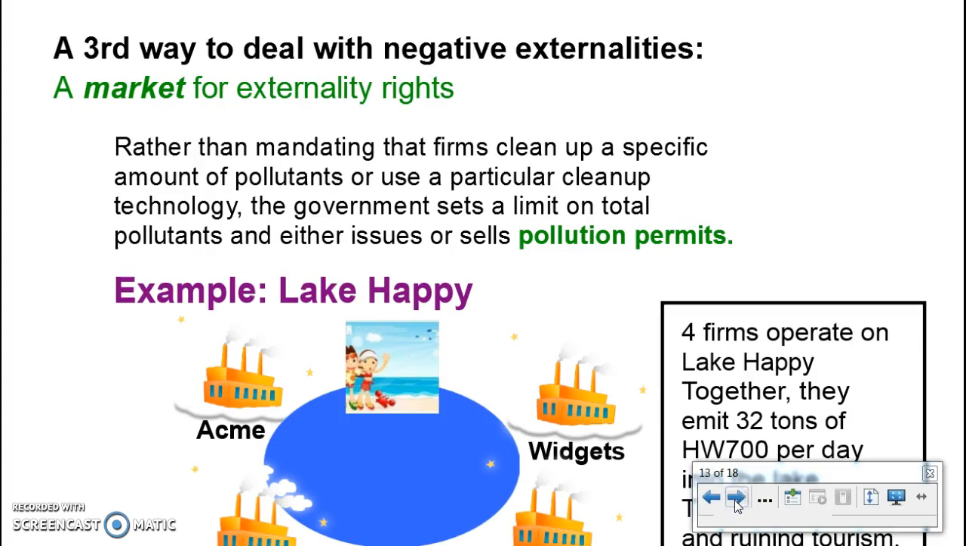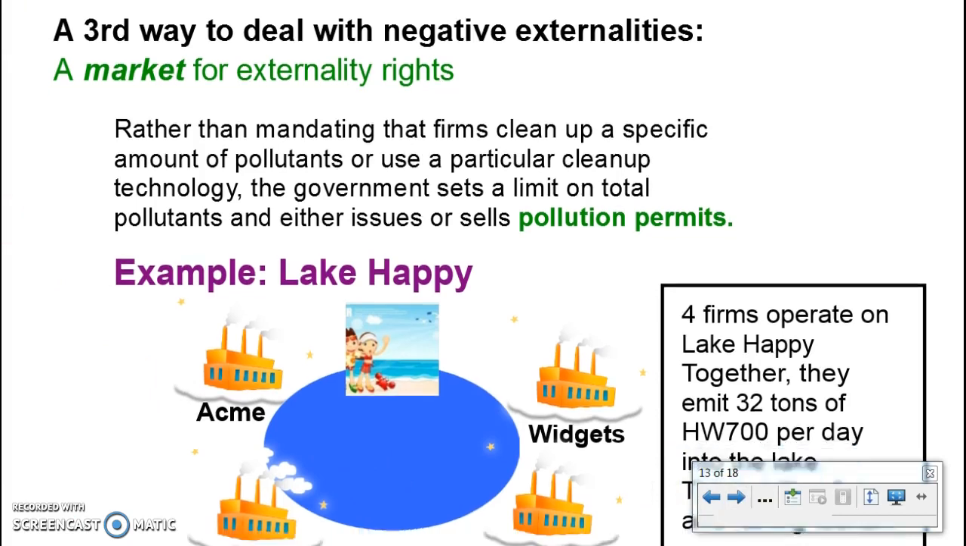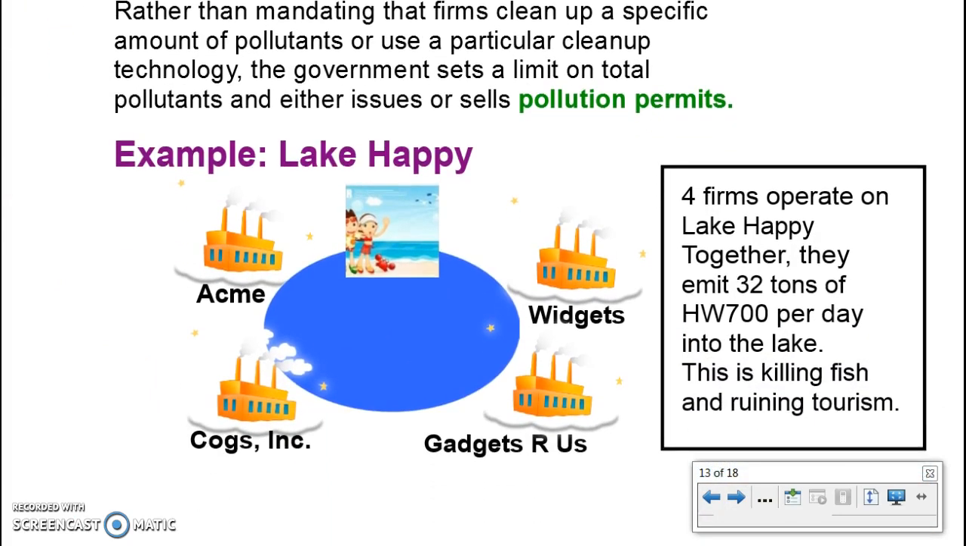This is another way, and this is the market for externality rights, and I mentioned it, but we really didn't have a chance to talk about it. When you have a market with negative externalities, one way to do it is to try to somehow create property rights that may not already exist. And it's sort of an interesting approach. It's a little bit different from the Coase theorem. So this is a really good example of it.